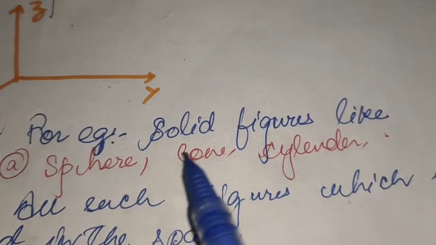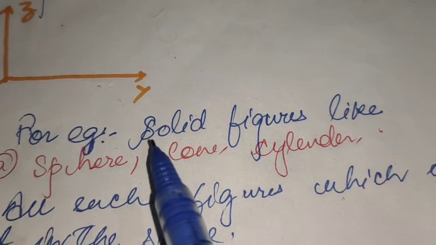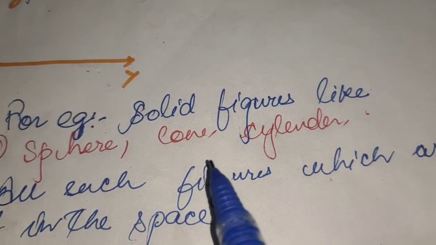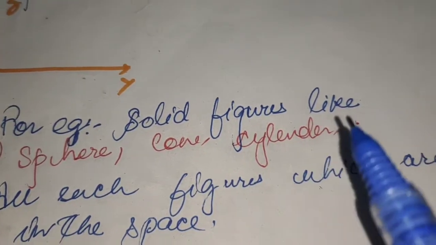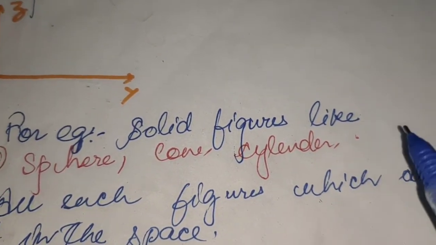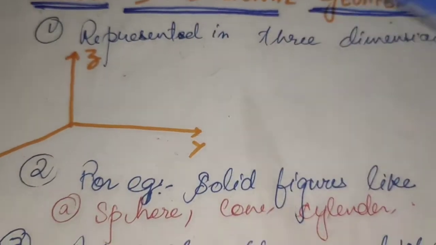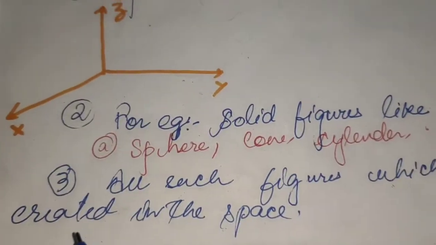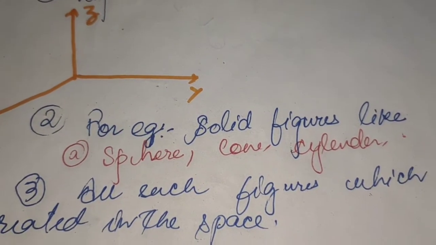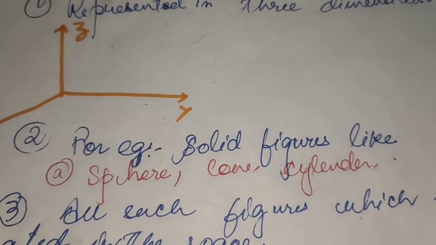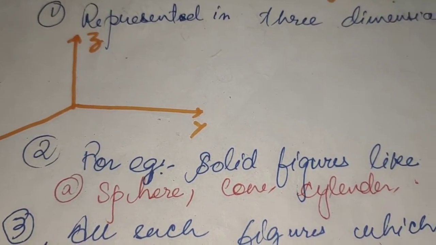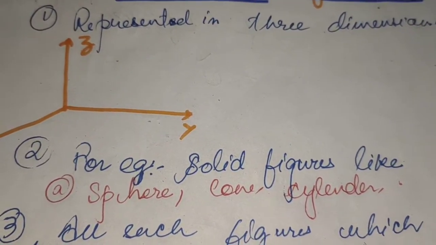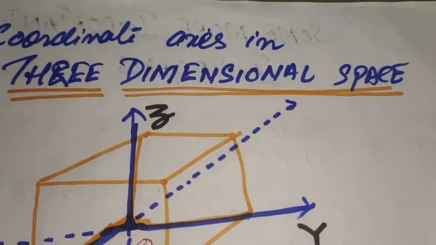Mainly to show or to describe solid figures like sphere, cone, cylinder, cube, cuboid, we use the 3-dimensional concept. All such figures are created in space. A sphere is created in space, but a circle is created on plain paper. Circle is a 2-dimensional figure and sphere is a 3-dimensional figure.